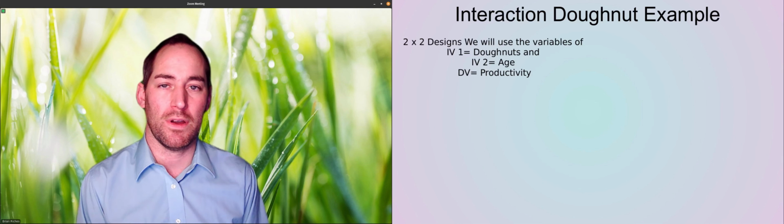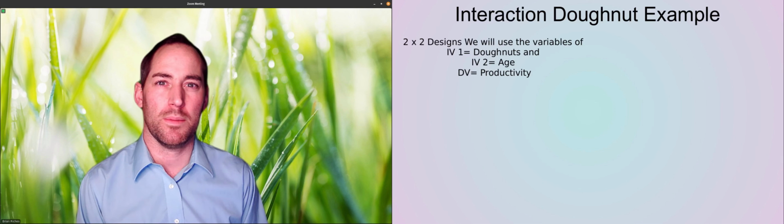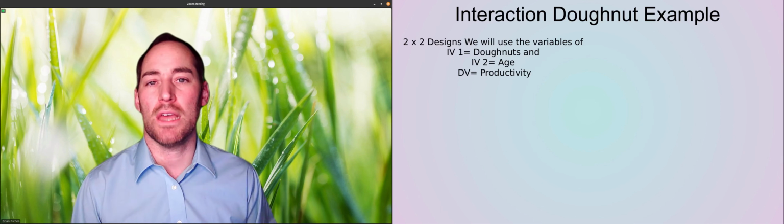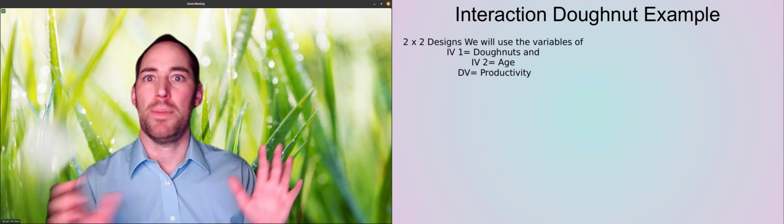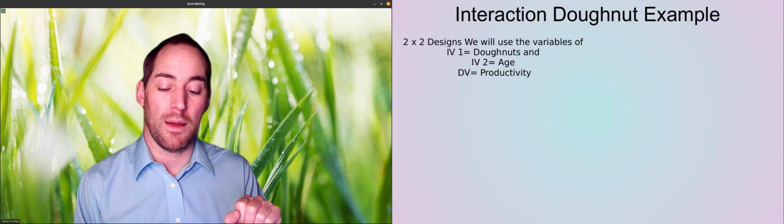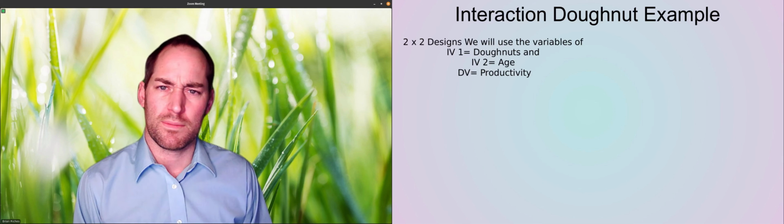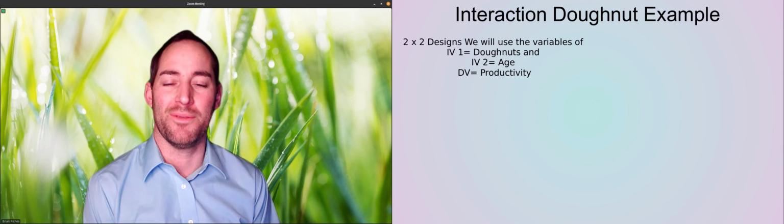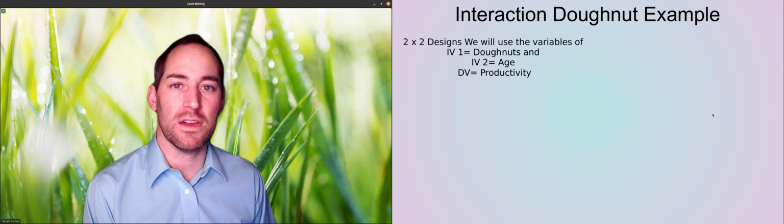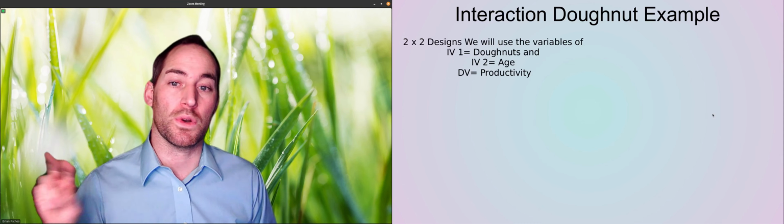The term for this is actually different. It's not independent variable. It would be a blocked variable, if I'm not mistaken, or maybe that word's just on my mind. But anyway, for our purposes, we're pretending that we can manipulate age, that we can make people different ages. So these are our independent variables: donuts, age, and our DV, our dependent variable, is productivity. So kind of silly examples, but hopefully they get the idea across of two independent variables working together.